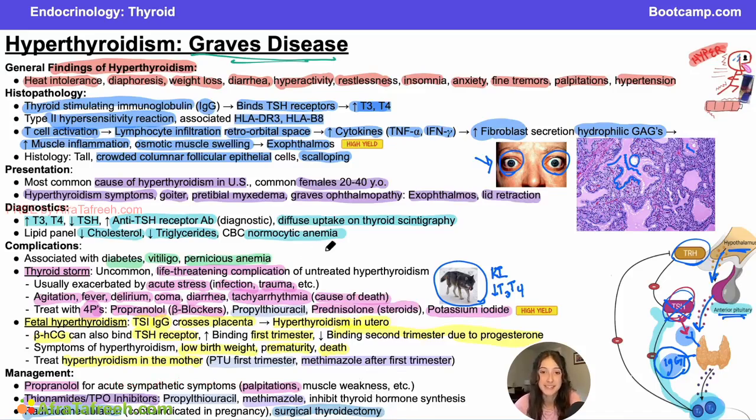So I know that was a lot of information, but what are some key pearls that I want you to take away from this video? Well, something I want you to remember is that Graves is a key cause of hyperthyroidism in young women. It is caused by thyroid stimulating immunoglobulin binding to our TSH receptor on your thyroid. Our labs in Graves' disease will show increased T3 and T4, but decreased TSH, because we have this intact negative feedback on your anterior pituitary. And then we treat Graves' disease with our thionamides, either propylthiouracil or methimazole, unless of course we are in a thyroid storm situation where we will use our 4 Ps: propranolol, propylthiouracil, prednisolone, and potassium iodide.